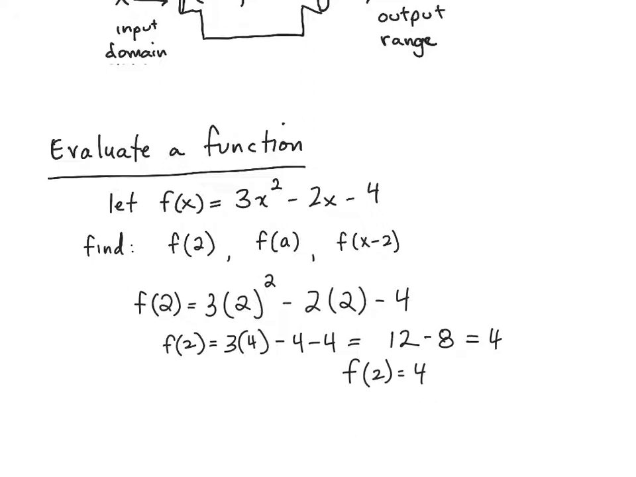Another way of representing this same relation is an input-output table. Instead of x and y, we could say x and f of x rather. When we plugged in a 2 for x, we got a 4 for f of x. So that represents a coordinate location if we wanted to graph it. 2, 4 is another way to think about this relation here.